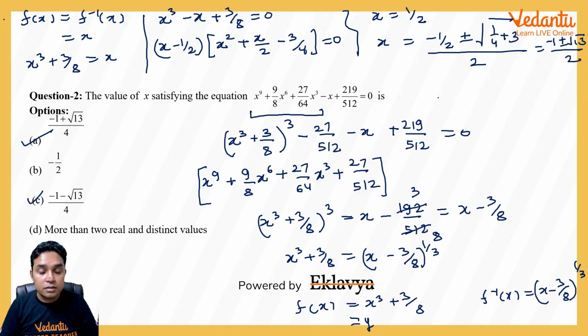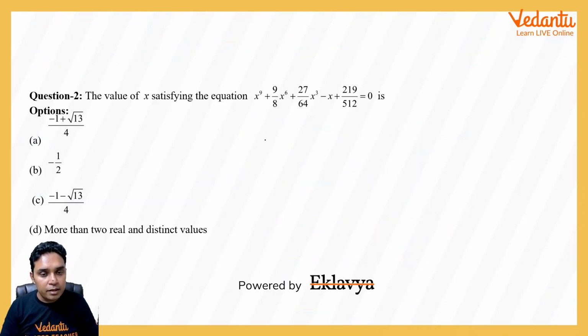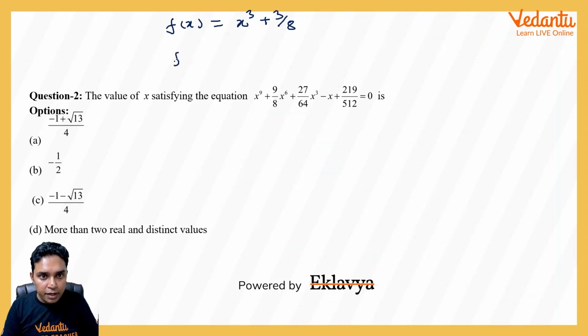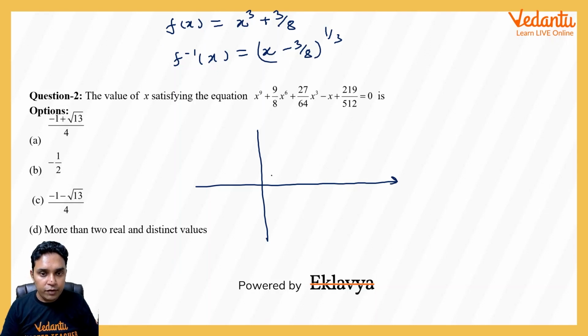So far we have got two answers, but what if we have a solution of the kind A comma B and B comma A? For that I will suggest that you just make a simple diagram. As we have solved in our previous slide, f(x) was x cube plus 3 by 8, and we got f inverse x is equal to x minus 3 by 8 whole power 1 by 3. So if I draw the graph of f(x), its value at 0 will be 3 by 8, and it will be a point of inflection also. So the graph will be something like this.